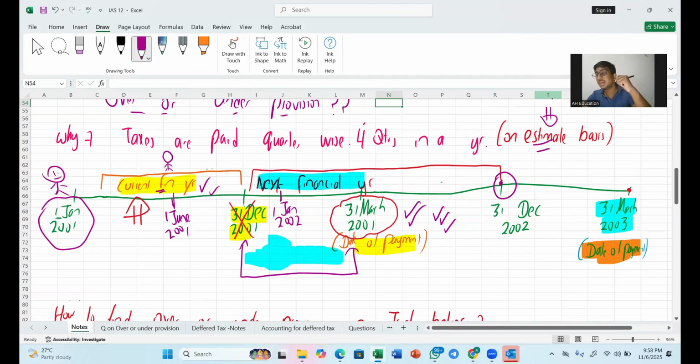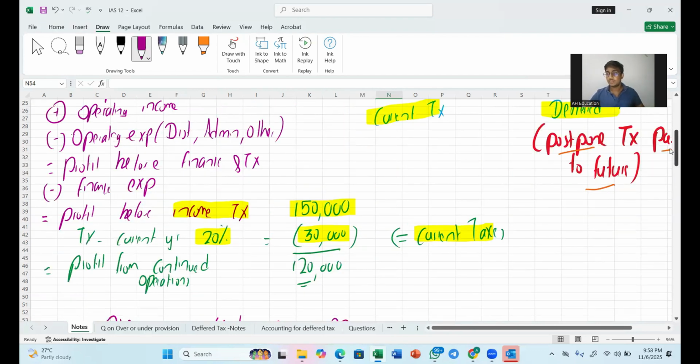Sometimes your estimate can be correct. Sometimes you either overestimate or you underestimate, right? In terms of taxes, tax payable. You can overestimate your tax payable or you can underestimate your tax payable. That is what we are going to learn now.